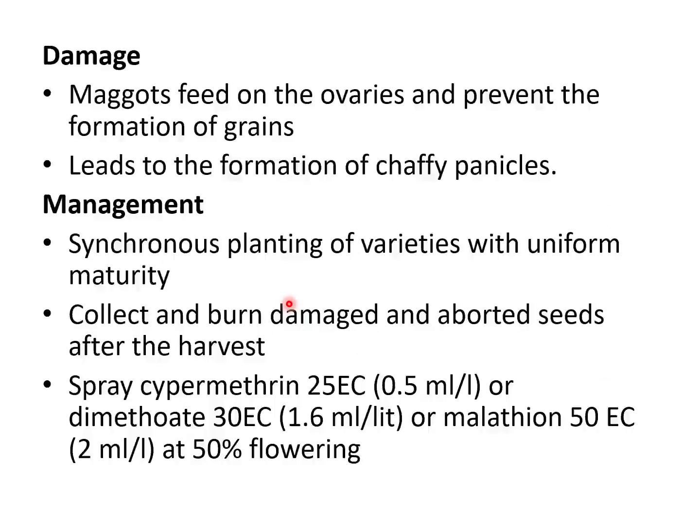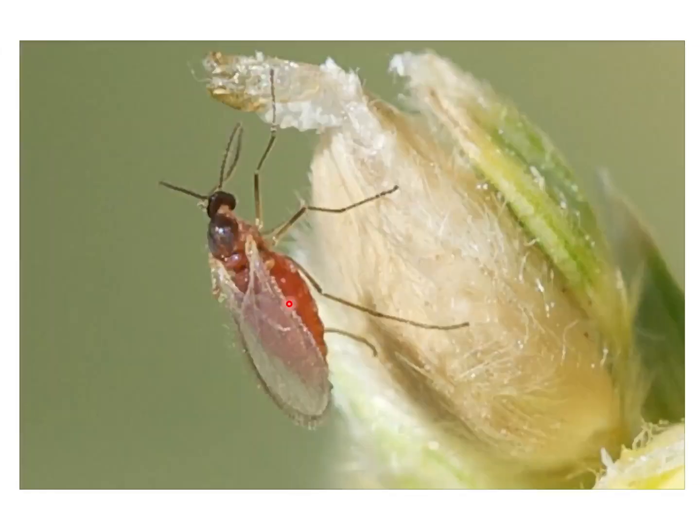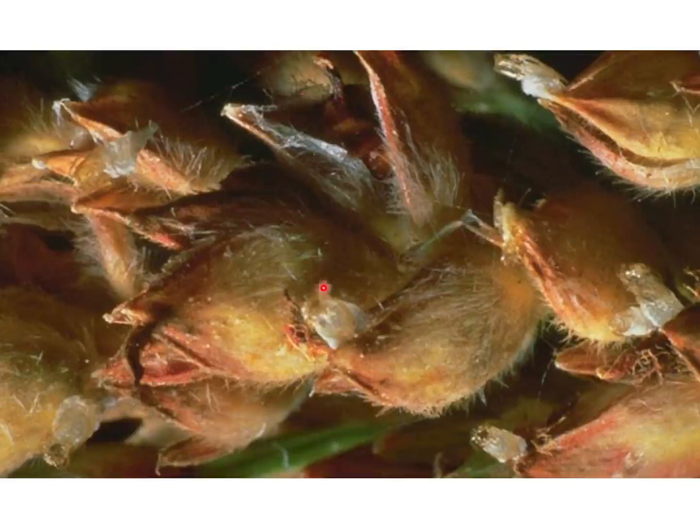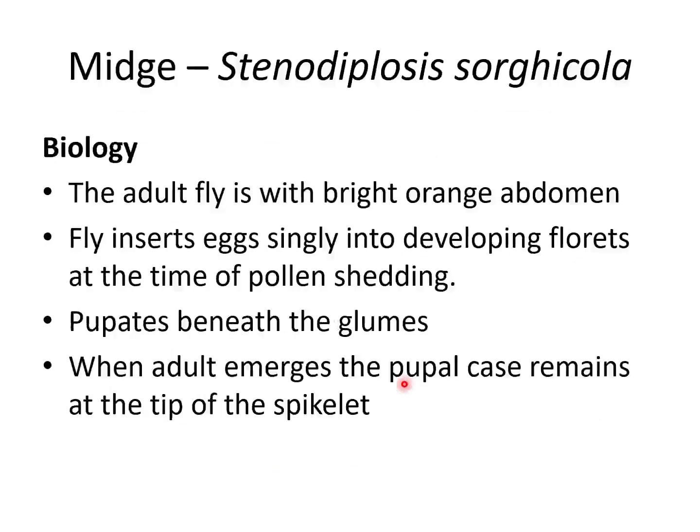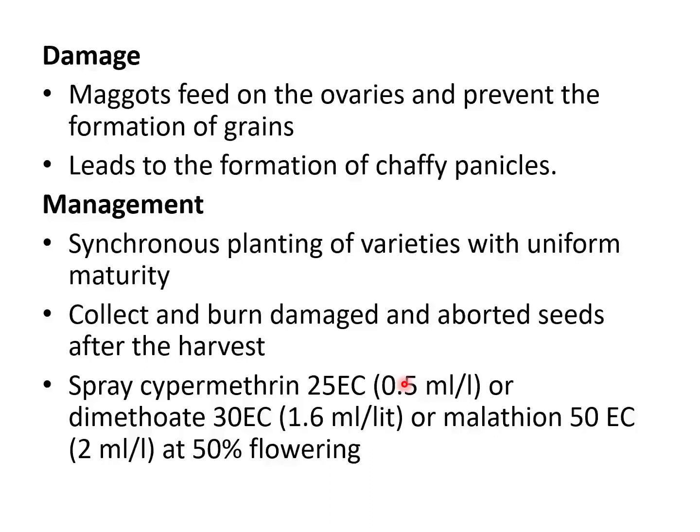We can see a picture of it. You can see it over here, the pupal case attached to the tip of the spikelet. In this one also you can see the pupal case attached to the tip of the spikelet. This is a typical feature of sorghum midge Stenodiplosis sorgicola damage. So the eggs are laid into the developing florets when the flowers open for pollen shedding.